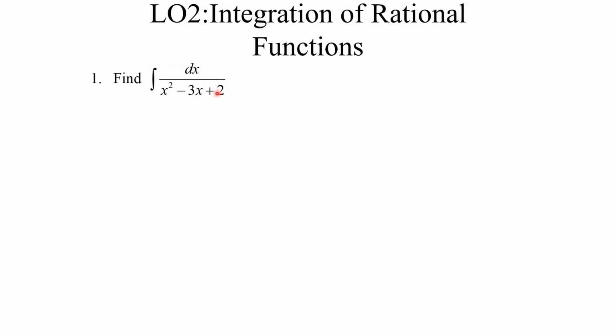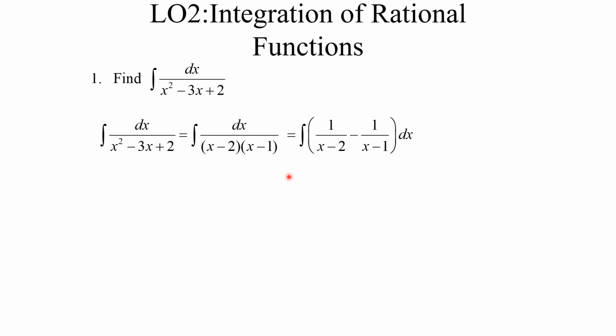Obviously you can't integrate this directly. There's no formula taught to you because it's an x squared at the bottom. So your first step will be to factorize the denominator. Once you factorize the denominator, it's very clear that you need to find the partial fraction for this. So it's a over x minus 2 plus b over x minus 1.